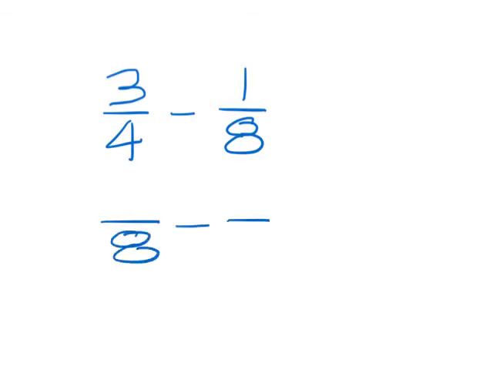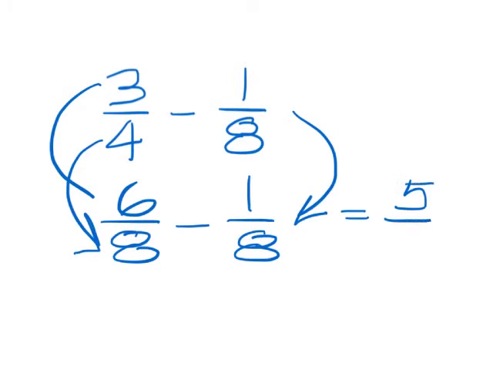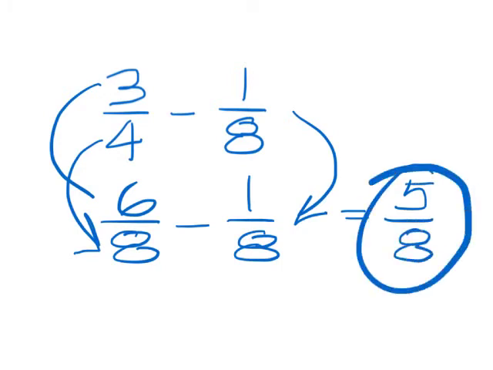Another bonus problem. 3 over 4 minus 1 over 8. Alright, for this we need a common denominator of 8. That means this one does not change, but you have to multiply 4 by 2 to get 8. And 3 times 2 is going to be 6. So 6 minus 1 is 5. 5 over 8 is the answer for the bonus.